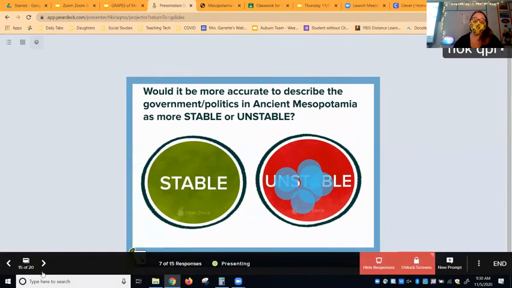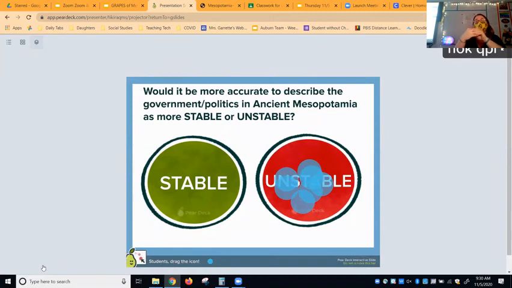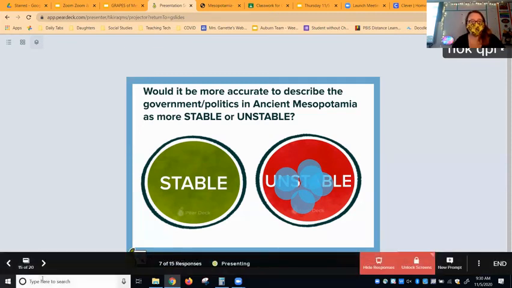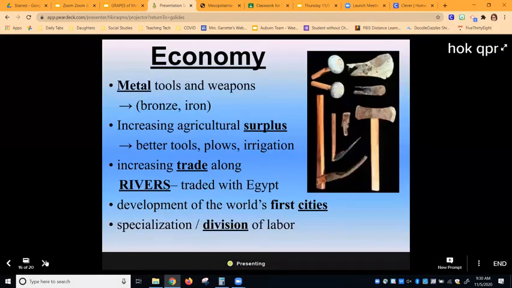So the government in Mesopotamia was very unstable because a lot of people were fighting over it, but that probably also made it kind of weak so that people were able to keep attacking it because it was never able to get really strong and be able to protect itself because it was under constant invasion.